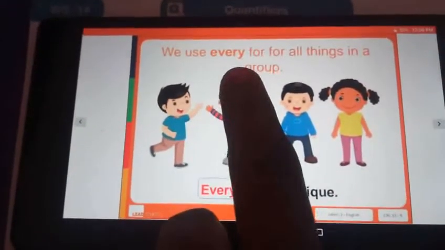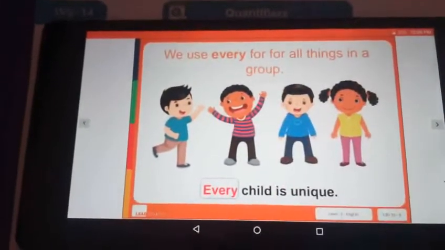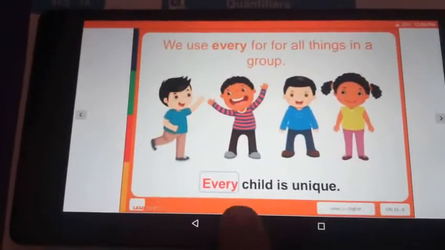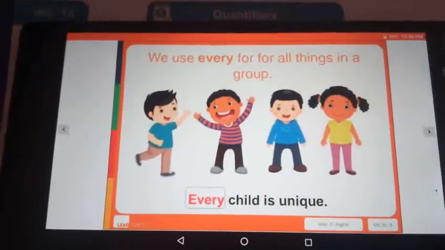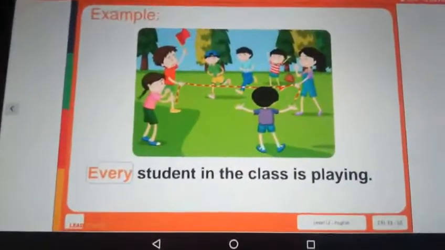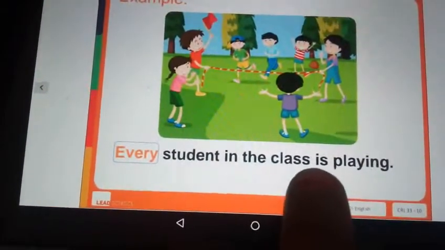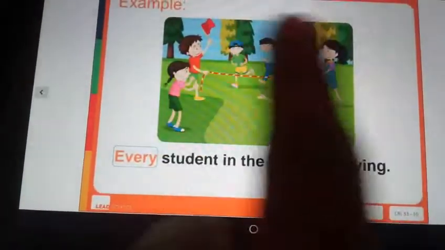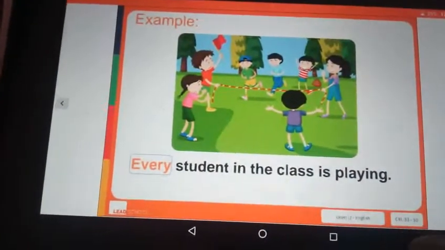Every. We use every for all things in a group. Right? For all things in a group, we have to use the word every. For example, every student in the class is playing. All the students, every student in the class, is playing.